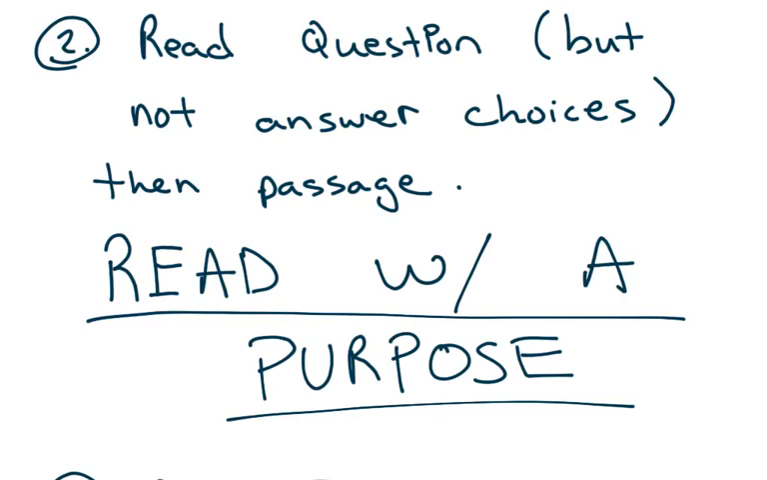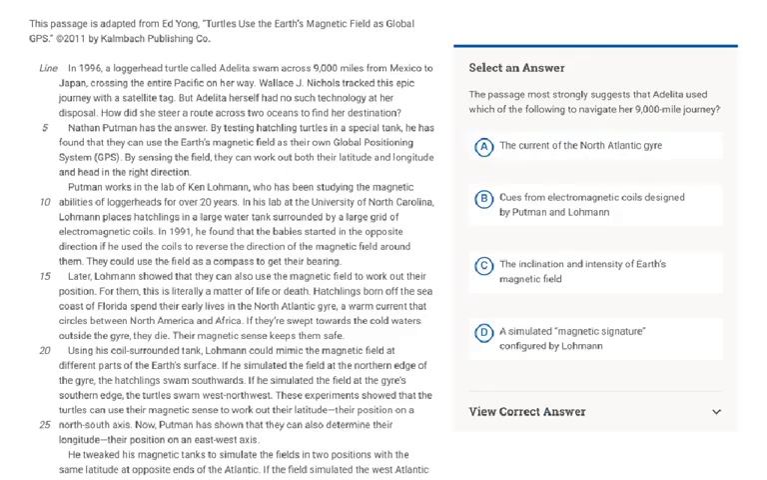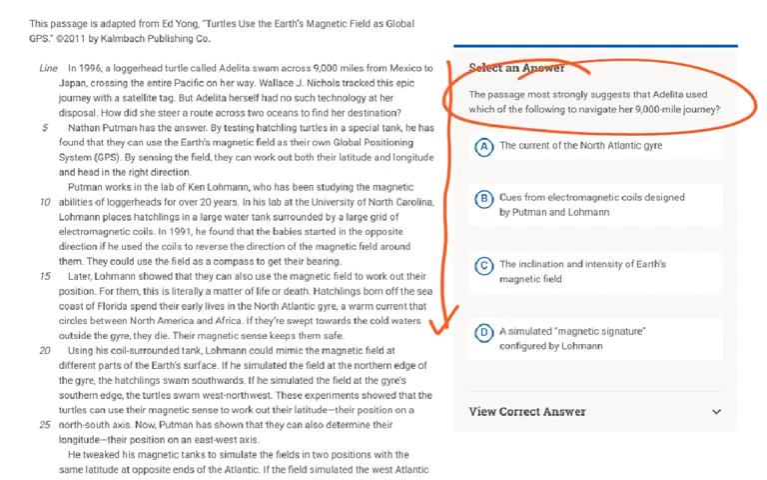Two, read the question, but not the answer choices, then the passage. Okay, so what am I saying here? In this question, I'm not going to read this entire passage, right? We did that earlier. We said that's not a good idea, right? What I am going to do is read the question first, right? Then I'm going to go through the passage and try to find the answer inside the passage. And I'm going to read with a purpose, okay?